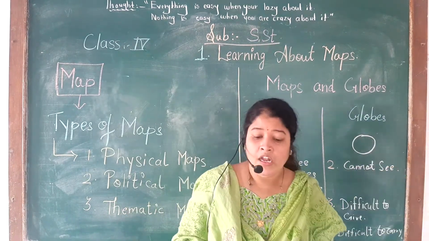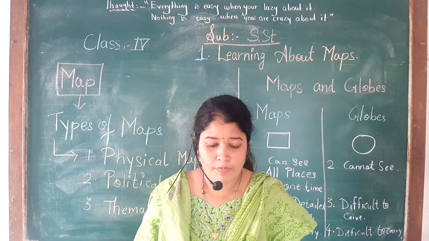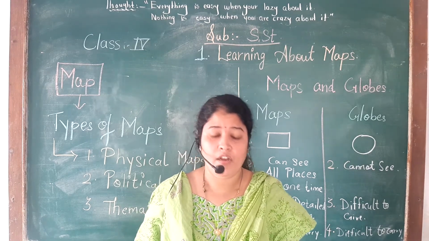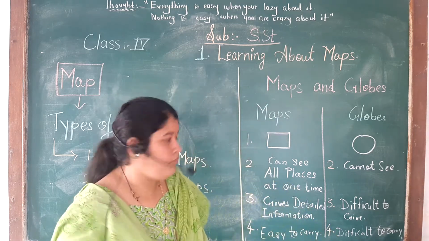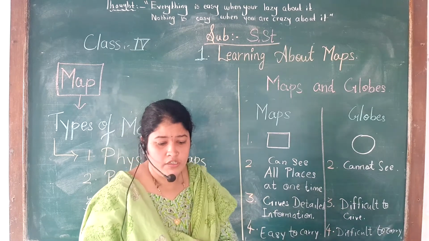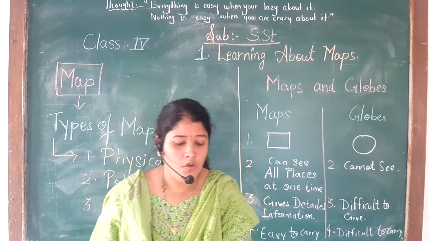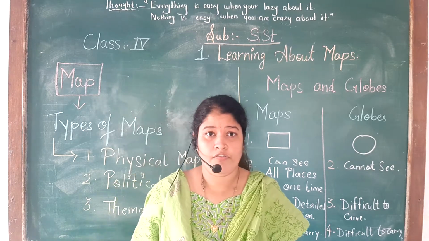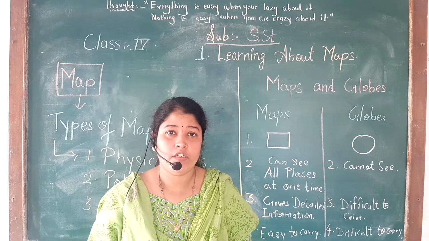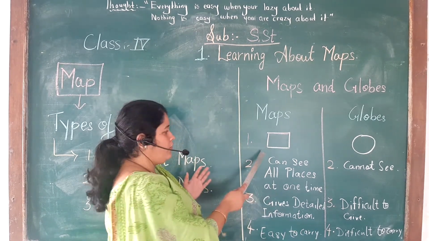Now see, the difference is given down after the first para. The difference is given between map and globe on the same page number 7. Now we will see one by one. Here in short I have written in the textbook, one sentence we will take completely. Okay, now see, which is the first difference? A map is a drawing of the earth or a part of the earth on a flat surface. All of you see in the map, so it is a flat surface.